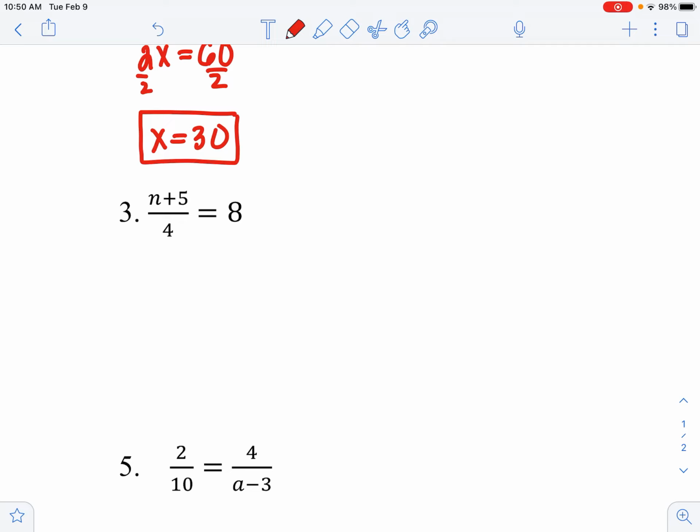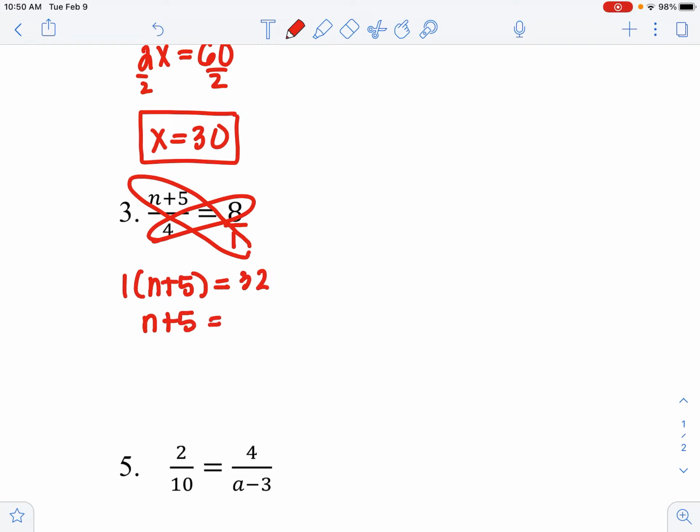Okay, so right now in number 3 you have a fraction set equal to something that's not a fraction. So the first thing I'm going to do is make it a fraction. Now I can cross multiply. I'll multiply these two. I have 1 times n plus 5 is equal to 8 times 4, which is 32. If you distribute your 1, you still get n plus 5 equals 32. And then subtract 5 from both sides, and you get n is equal to 27.